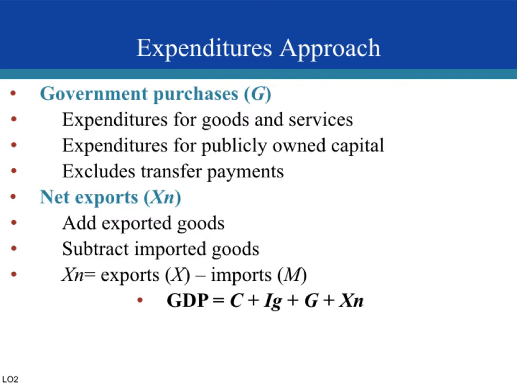And then our last category is net exports. We add exports to GDP and we subtract imports from GDP. Why? Because imports were produced in another country, not within the U.S. border, so they're not included in GDP. So using the expenditure approach, GDP is C plus I plus G plus Xn. This is a very, very important formula to remember, and it will come in handy pretty much for the rest of the course.